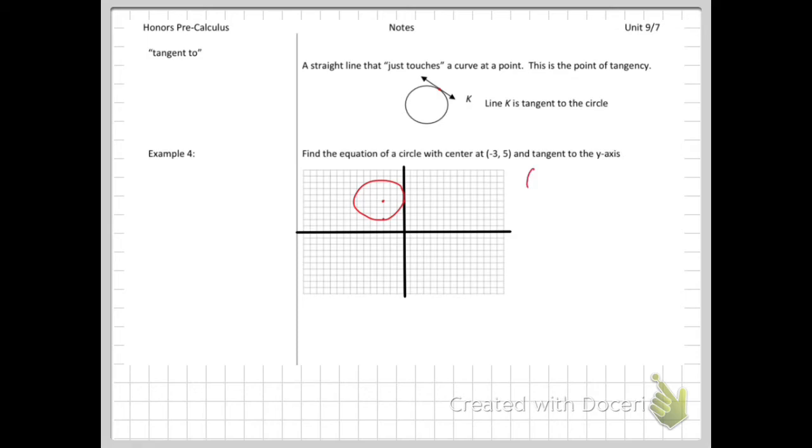So before we even did that, hopefully you know a circle looks like this. Don't forget the plus. They gave you the center, so opposite of negative 3 makes it plus 3. Opposite of 5 makes it minus 5. And then, because it has to touch the y-axis at exactly 1 point, we know the radius is 3, so it has to equal 9, right? For the radius to be 3, it has to equal 9.